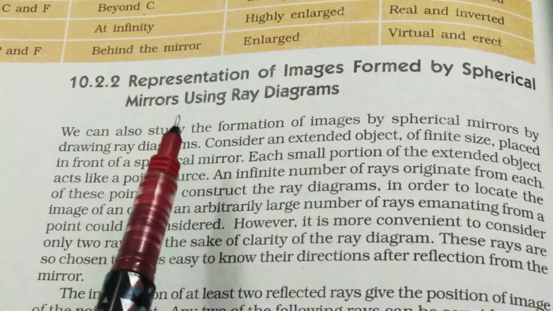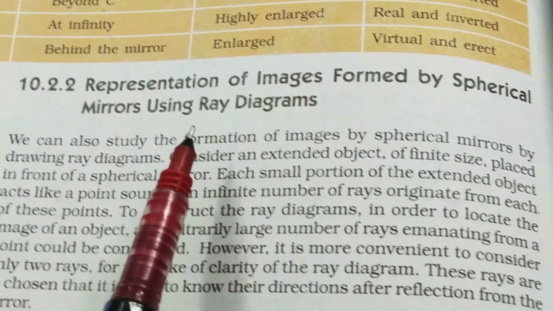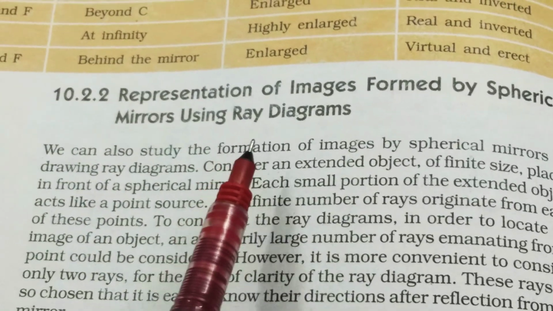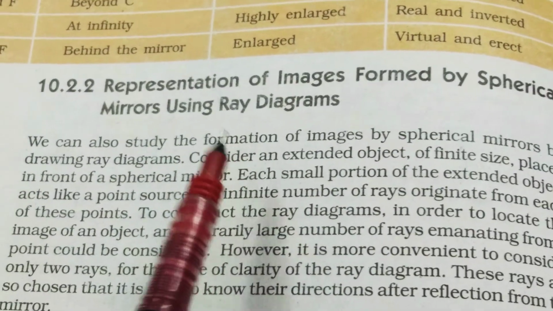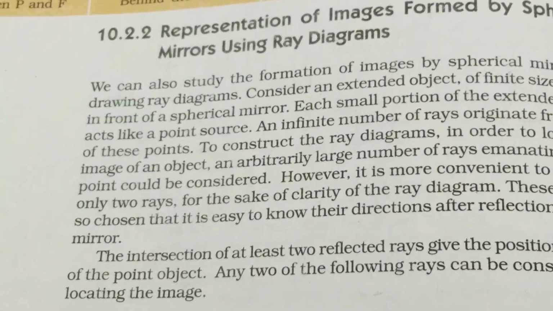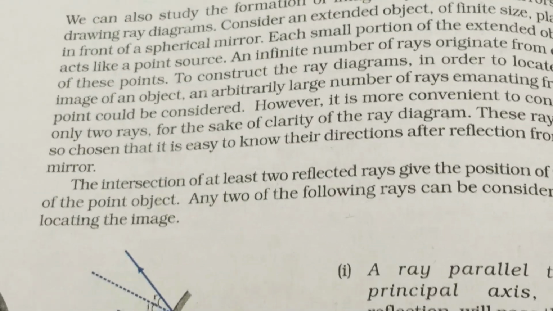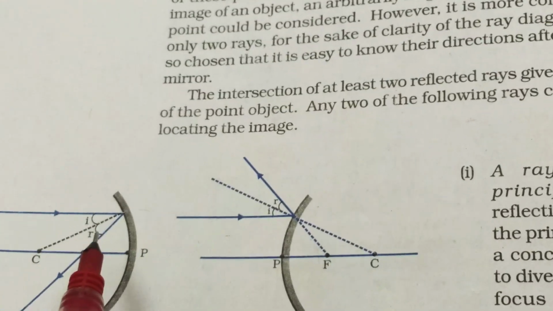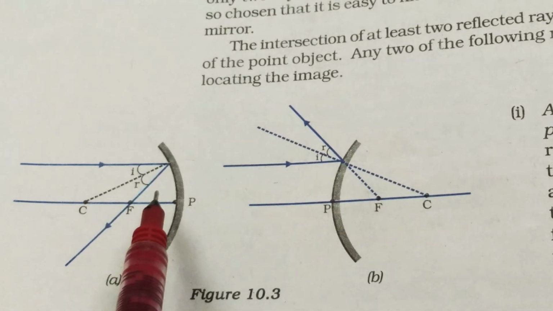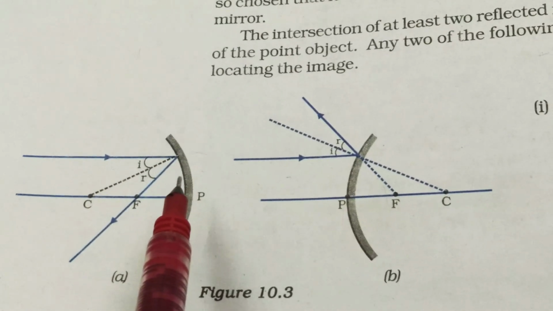To find the position and nature of the image of an object formed by a spherical mirror, we make a ray diagram. In fact, there are a large number of rays of light from an object falling on the reflecting surface of the mirror, because each point on the object acts as a source of light. These rays are then reflected back by the mirror and intersect at a point, or appear to intersect at a point, to form the image of the object.